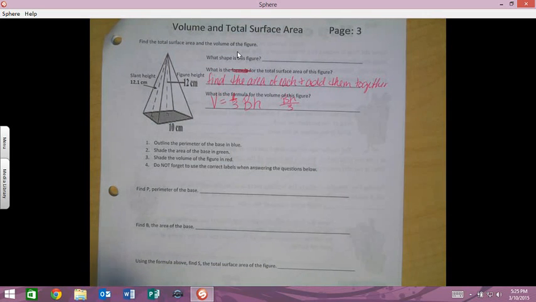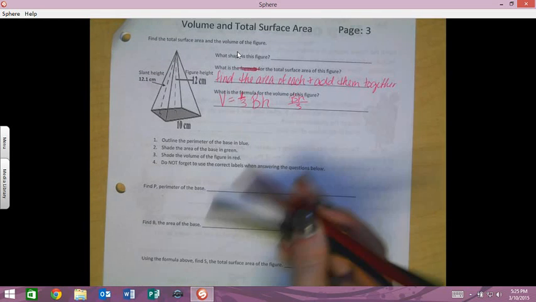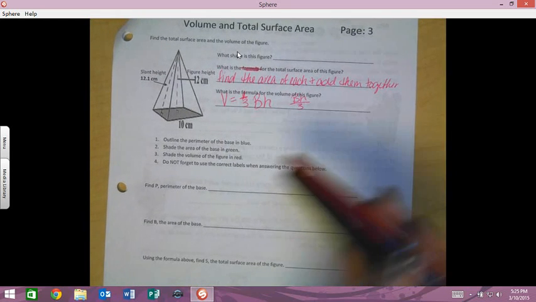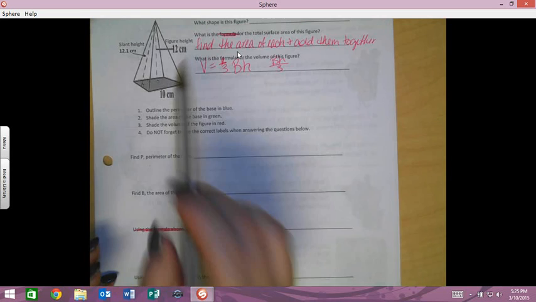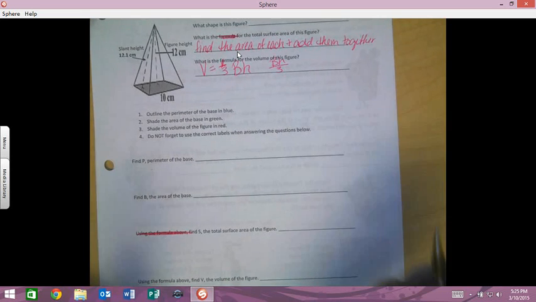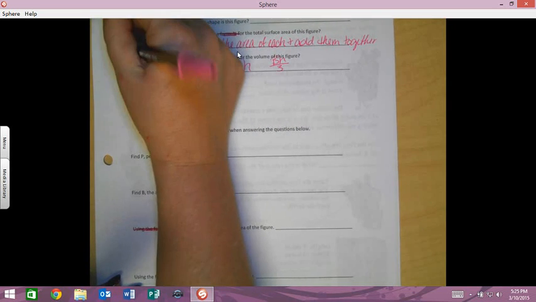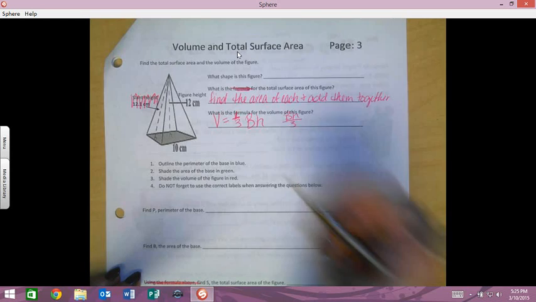So do the same thing as you did before with your red, blue, and green. So they tell you exactly what to do. The only thing that you will need to change is instead of using the formula, you're going to find the area of each shape and add them together. You do not need this number right here, the one that says slant height.